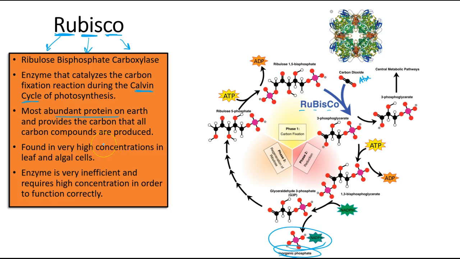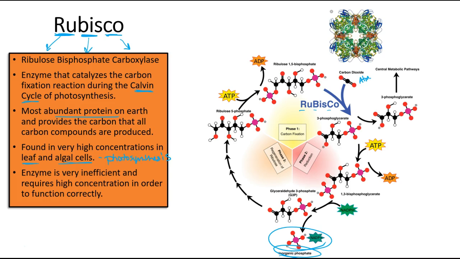This enzyme is found in very high concentrations in leaf and algal cells. These are the sites of photosynthesis. This is where photosynthesis takes place. It makes sense that the enzyme that's responsible for fixing carbon is found in the cells or in the leaf tissue where photosynthesis is going to take place. That's where gas exchange happens.